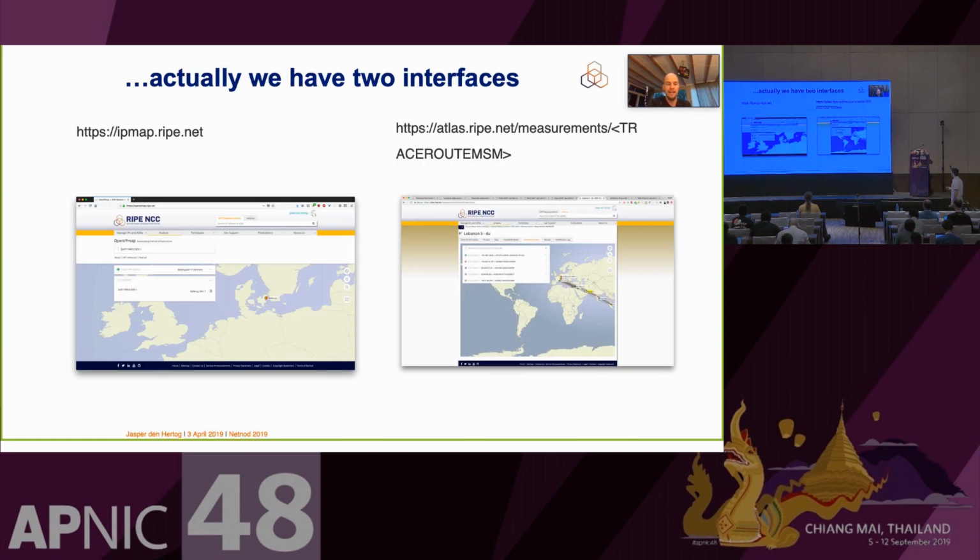Yeah, and then we have IPMap.RIPE.net, which is just a front end for the API right now. It's the way you can look up one IP address and it will either start an active measurement if it doesn't know the IP address, display the IP address if we already have it in our data set, or it will simply say that it cannot geolocate it. Next slide.